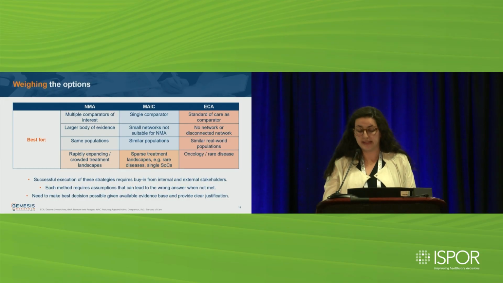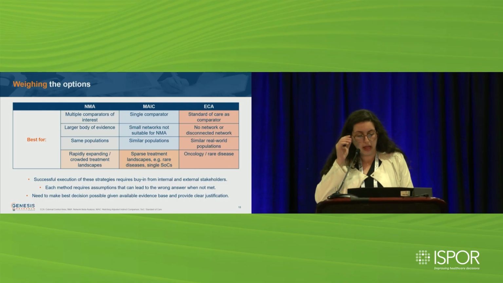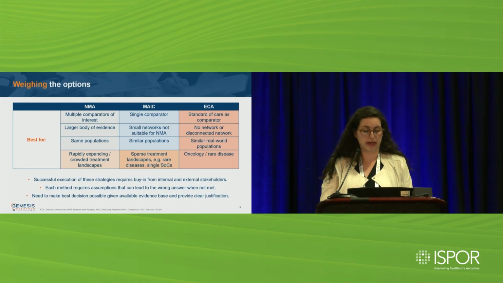Building off of the slide that Craig shared, considering when each approach may be best for NMA and MAIC and expanding that to external comparators. In general, ECAs are best suited to scenarios where the standard of care is the appropriate comparator, where there's no connected evidence network, and when a real-world population can closely mirror the patients that are enrolled in your trial. Because of these different conditions, we most often see ECAs being used in oncology and rare diseases, though it's certainly possible to execute this as a strategy in other TAs under the right circumstances.